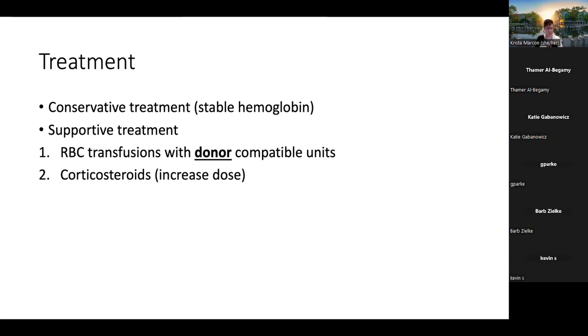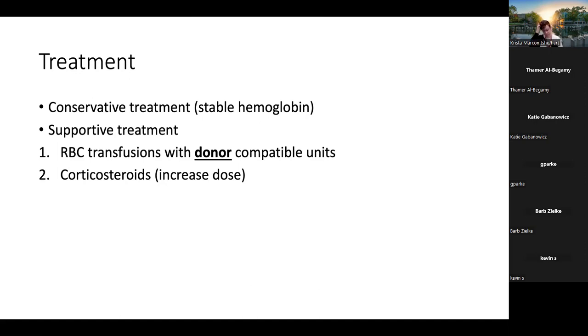So the majority of cases will present with mild hemolysis, as we said, and will not require any intervention except for the close monitoring of the patient. If the hemoglobin level is within acceptable levels and the hemolytic parameters are also within acceptable ranges, conservative management of the patient is recommended. If the patient requires intervention, supportive treatment, including red blood cell transfusion, you should match it for donor-compatible units. And we can use steroids.